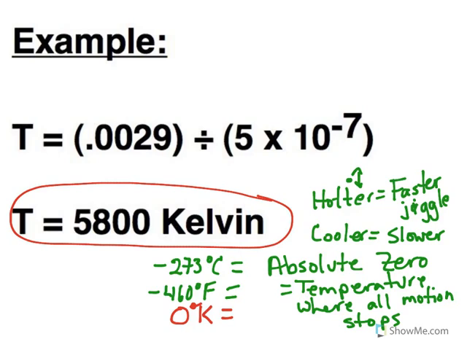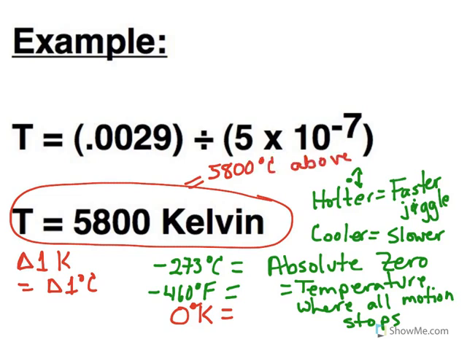The size of a change in temperature, a change of 1 degree Kelvin, delta, the little triangle means change, is equal to a 1 degree Celsius change. So 5800 Kelvin is 5800 degrees Celsius above absolute zero. Is the way to think of that.